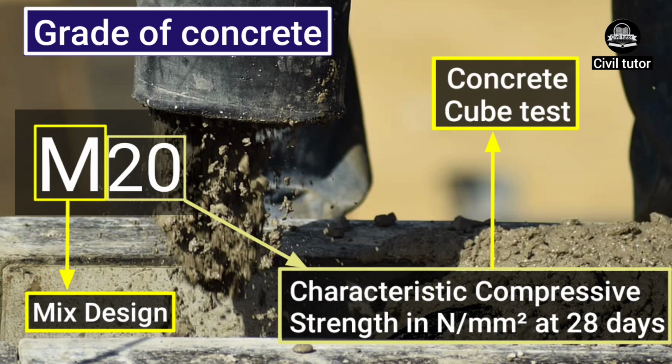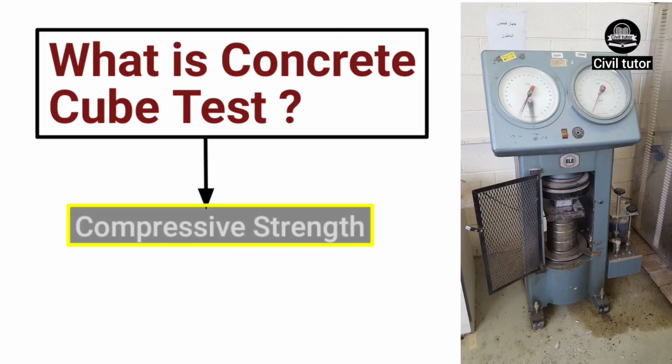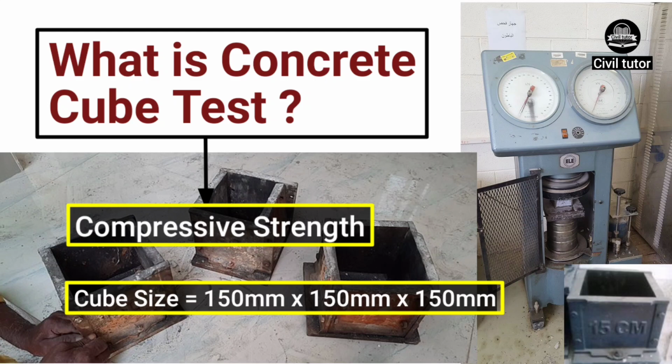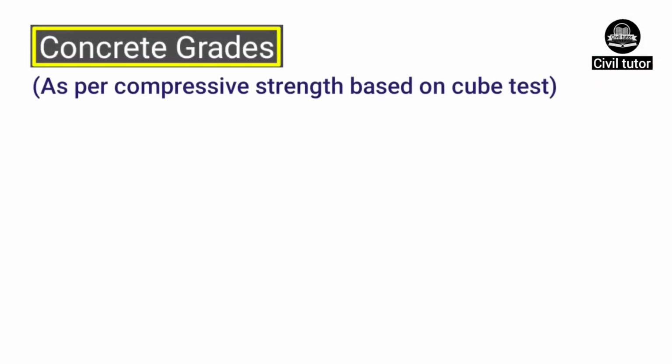Now the question arises, what is the concrete cube test? The concrete cube test is performed for the purpose of determining the compressive strength of a concrete element. The cubes used for this test have a dimension of 150 by 150 by 150 mm. As per IS 456-2000, concrete grades are categorized as per their compressive strength based on the cube test.